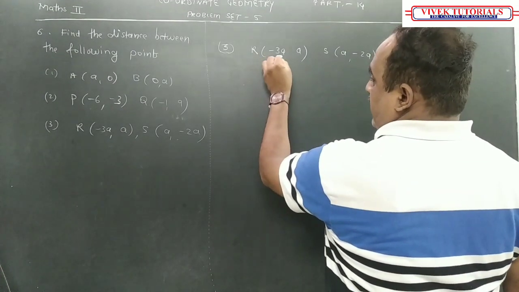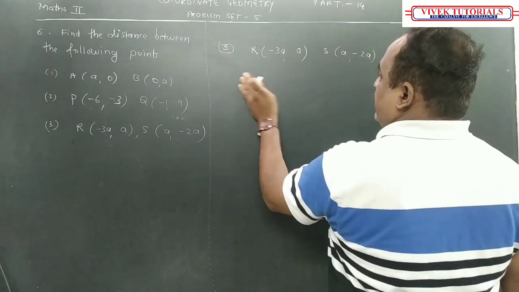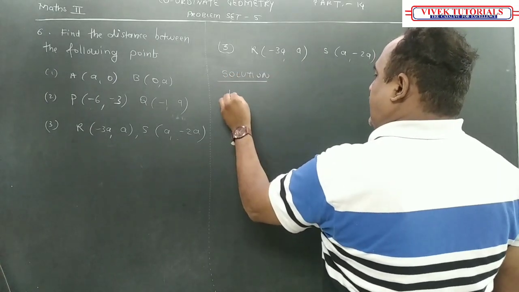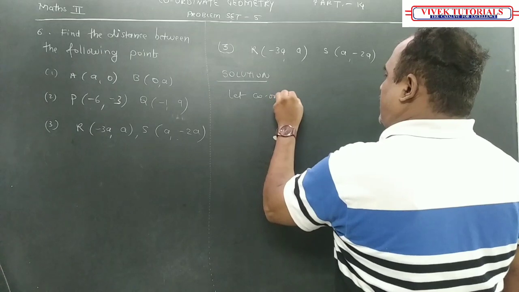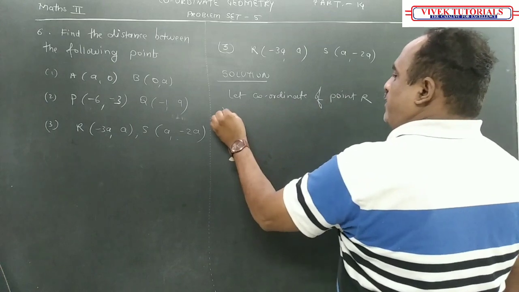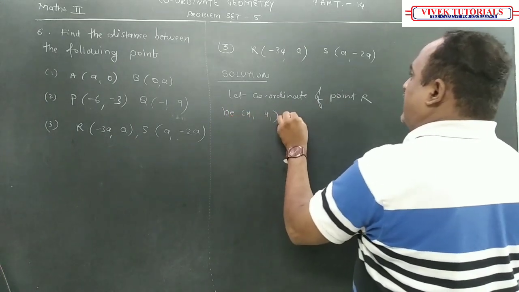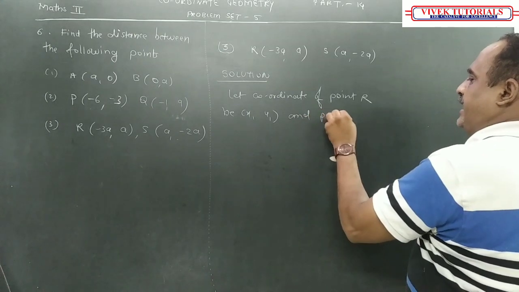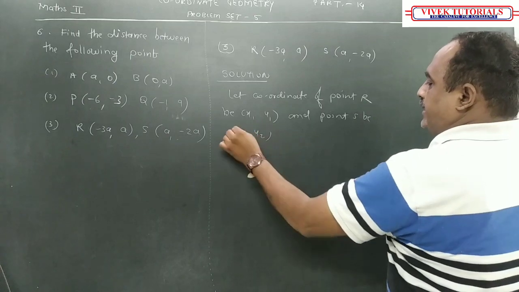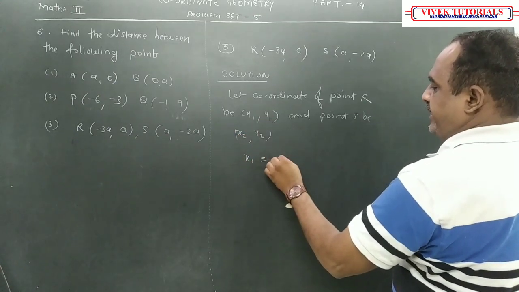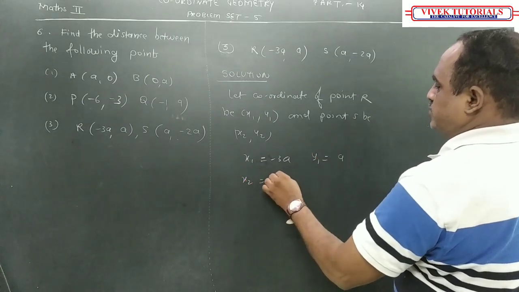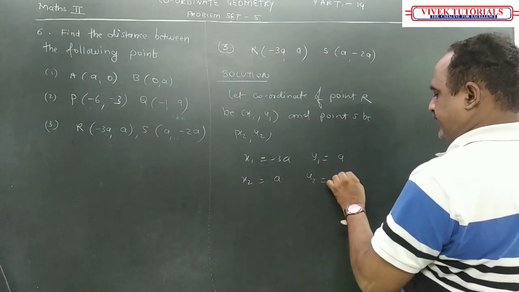Third question: R is (-3a, a) and S is (a, -2a). So, solution, let the coordinates of point R be (x1, y1) and point S be (x2, y2). So x1 is -3a, y1 is a, x2 is a and y2 is -2a.